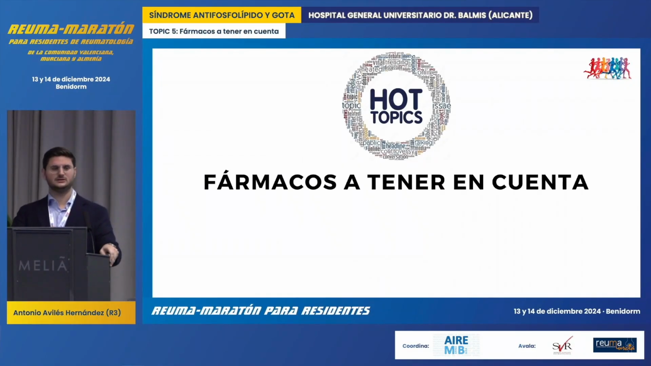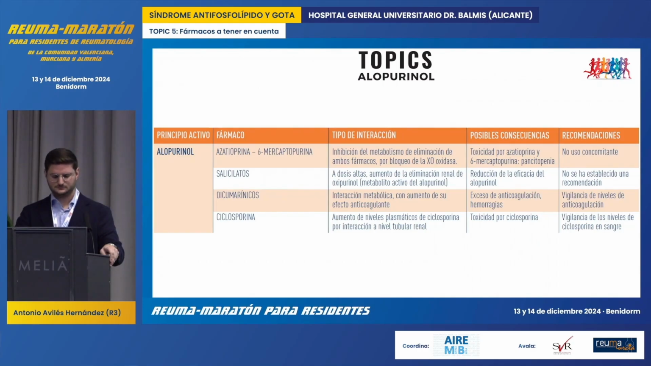Finally, to conclude this session, we will discuss the various important and critical medications that we need to consider for patients with hyperuricemia or gout. In patients treated with allopurinol, we must pay special attention to azathioprine, salicylates, coumarins, and cyclosporine.